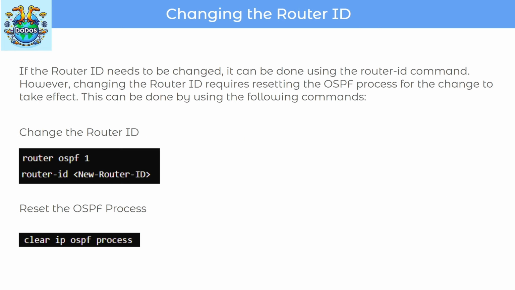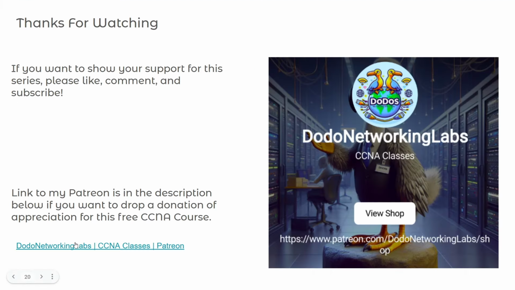So, changing the router ID. If the router ID needs to be changed, it can be done using the router-id command. However, changing this requires resetting the OSPF process for the change to actually take effect. So if you do the command, it'll do nothing until you reset the OSPF process. And to change the router ID, it's just router OSPF 1, and then after that, router-id, and boom. Then you have to reset it, so you do this command, clear ip ospf process.